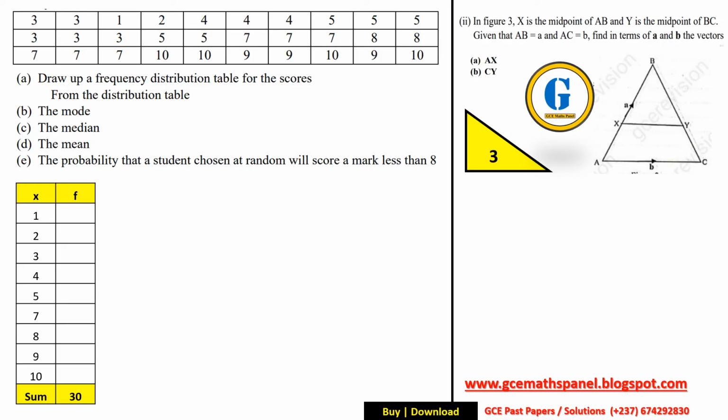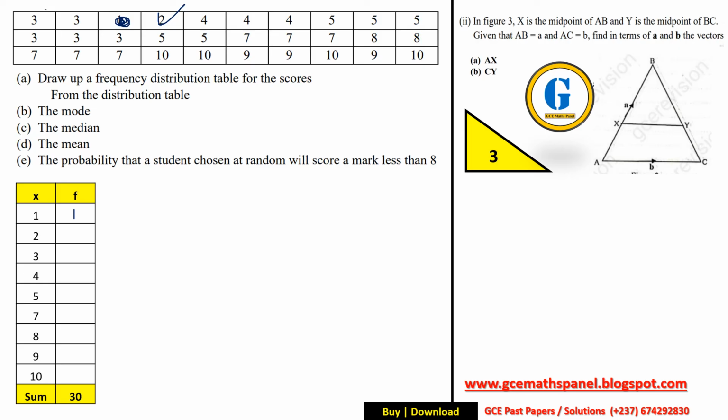Now, let me show you what you will do in an exam when you are filling this table. We start with 1. How many ones are there? This is 1. Okay, just 1. Then for 2s, how many 2s are there? I'm going to tick now for 2.